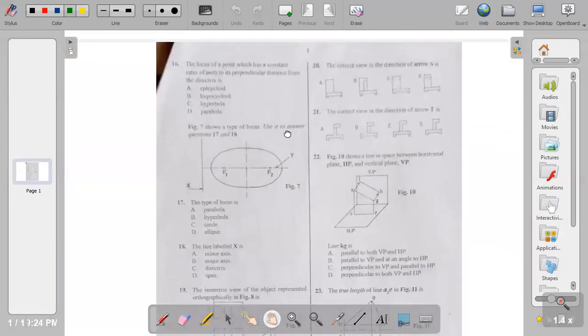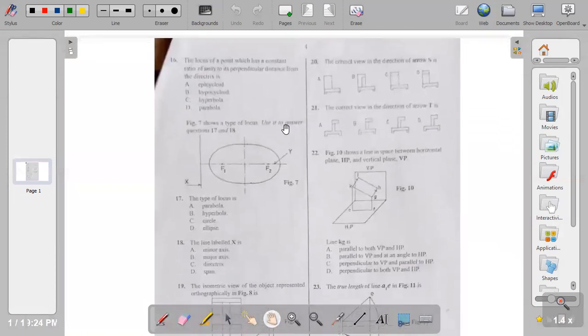All right. The locus of a point which has a constant ratio of unity to its perpendicular distance from the directrix is: epicycloid, apocycloid, hyperbola, parabola. When it is unity to its perpendicular distance from the directrix, what is it? Parabola. Question 16 is D. I move on to question 17.